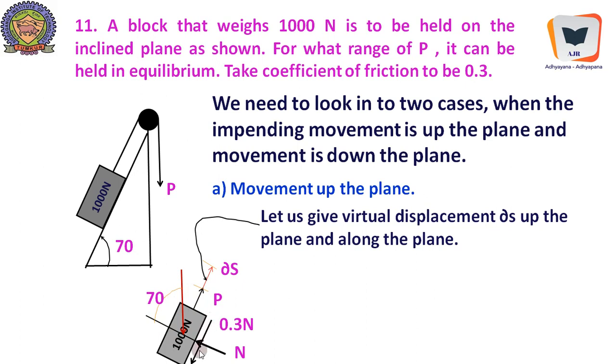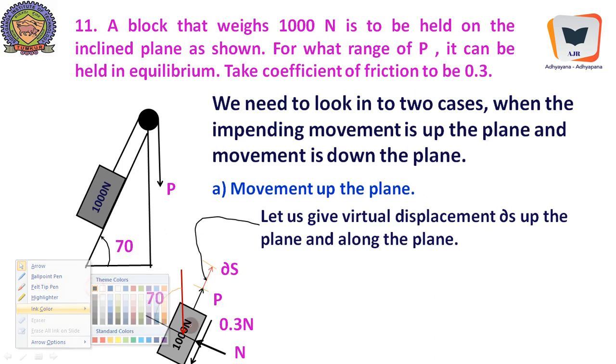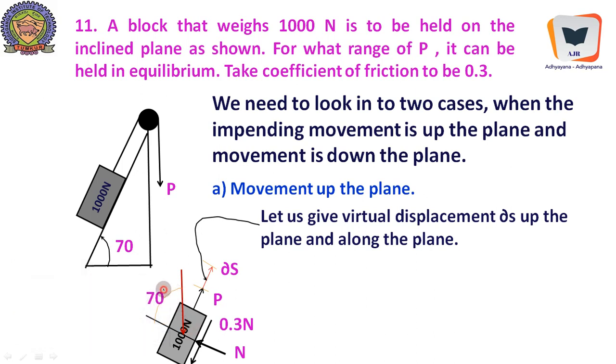Therefore, there is a frictional force which is coming down, 0.3 times N, and here is the normal reaction. This is the weight, 1000 Newton, which is acting vertically down. Therefore, this angle is equal to 70 degrees. The angle between the vertical to the incline and the weight should be 70 degrees. Yes, it's marked here. So no issues. Right, now we will resolve the forces.